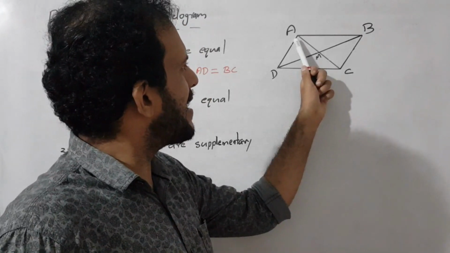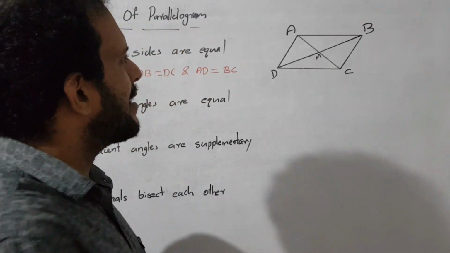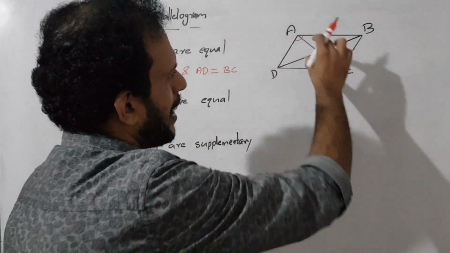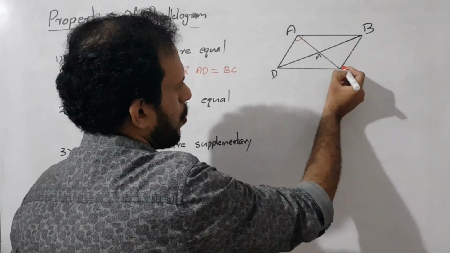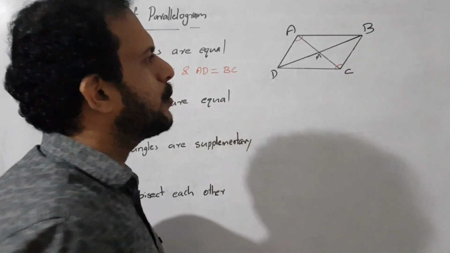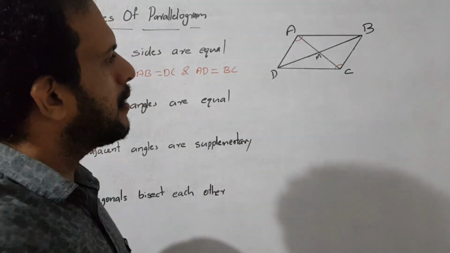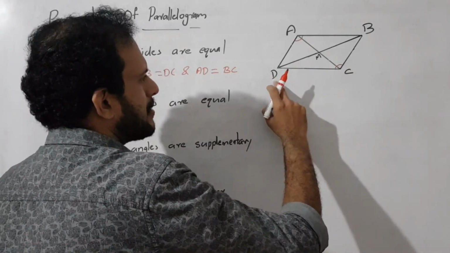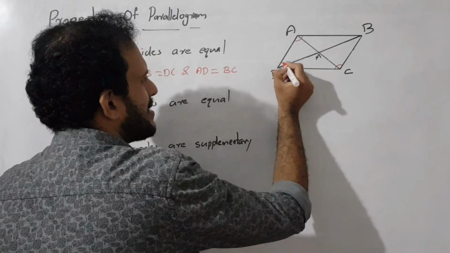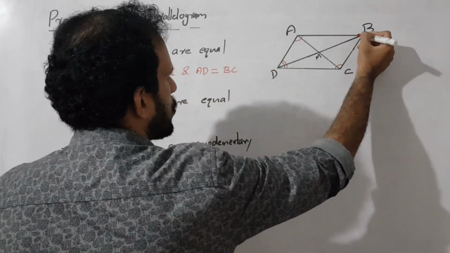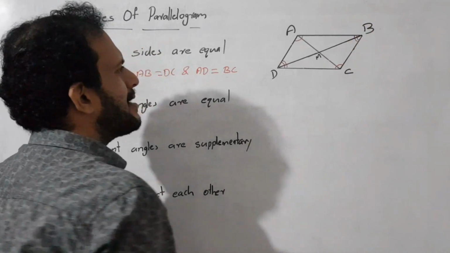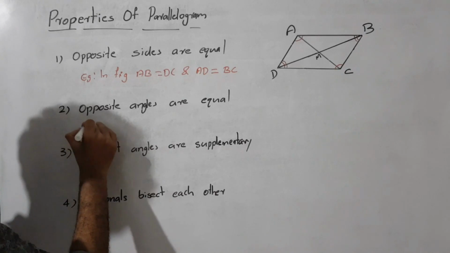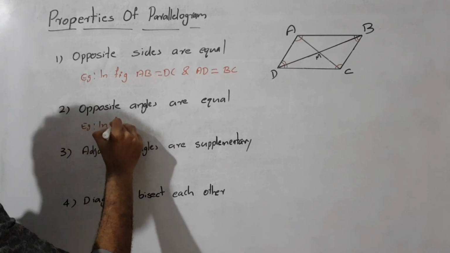First, we consider angle A. In this figure, which one is just opposite of angle A? It is very clear. That angle is angle C. Correct? So angle C is equal to angle A. Then if we consider angle D, which one is opposite of angle D? Angle B. So angle B is equal to angle D. That is the second property. In the figure, what are equal?